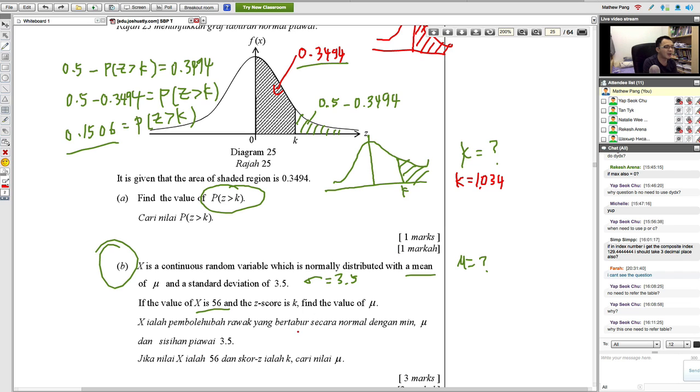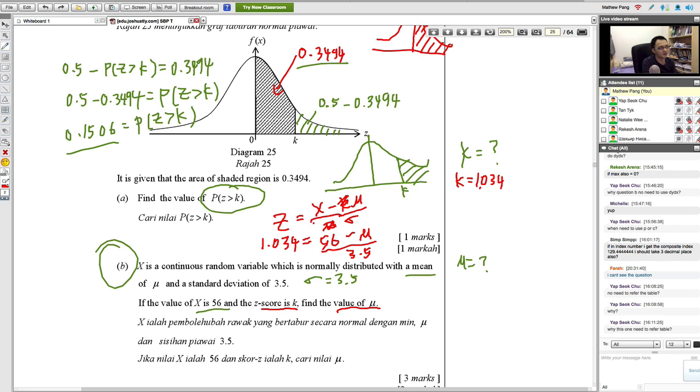Okay? So now, it says the Z value is K. I know my formula for the Z value is equal to X minus mean divided by standard deviation. My Z value is 1.034, so 1.034 equals my X, which is 56, minus the mean, over the standard deviation. My mean is unknown, my standard deviation is 3.5. So I just need to solve this equation to get the final answer, because the question asks us to find the value of the mean.